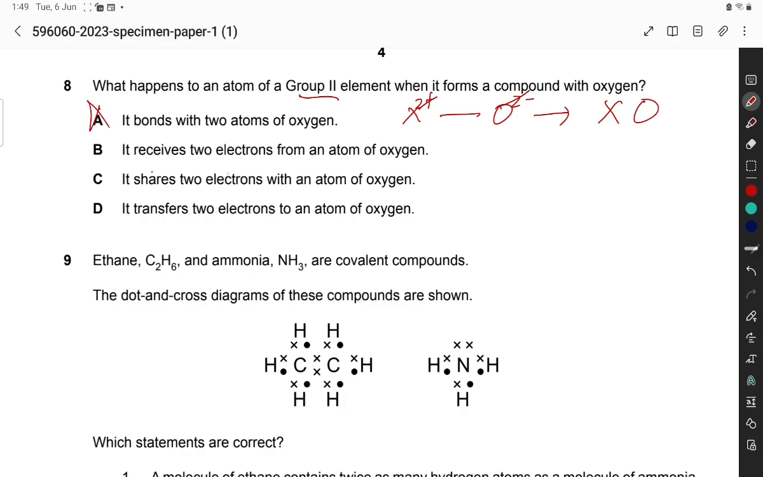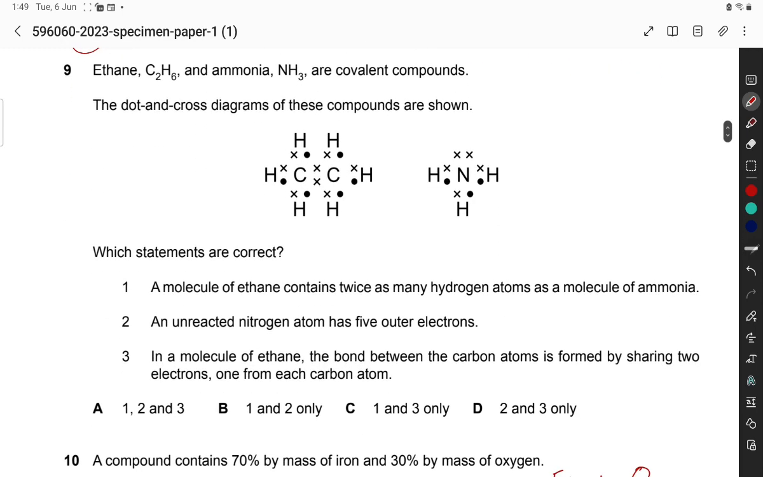It receives 2 electrons from an oxygen? Oxygen tends to gain electrons, while group 2 elements tend to lose electrons. Or it shares 2 electrons? No, both are not metals. Group 2 are metals and oxygen is non-metal, so ionic compounds are formed. So it is incorrect. It transfers 2 electrons to an oxygen atom. Yes, group 2 has 2 electrons in the valence shell, it tends to lose 2 electrons. Oxygen has 6 electrons in the valence shell, so it tends to gain 2 electrons. So this is the correct option.